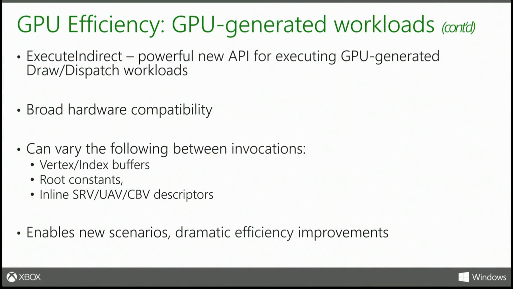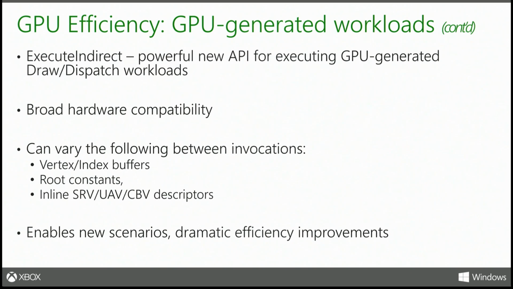The next area is something we're really excited about. We think that it's a great new way for apps to drive GPU workloads and enable new rendering scenarios. And we call that execute indirect. Essentially, it's an API for generating and executing GPU-generated workloads. On DirectX 12, we have broad hardware compatibility for this. This API allows you to specify the number of draws and dispatches that you want to perform on the GPU, and to vary the parameters going into those draws and dispatches in really meaningful ways.